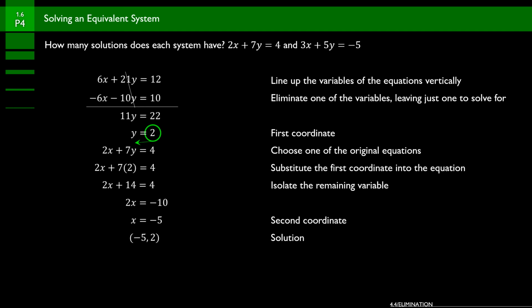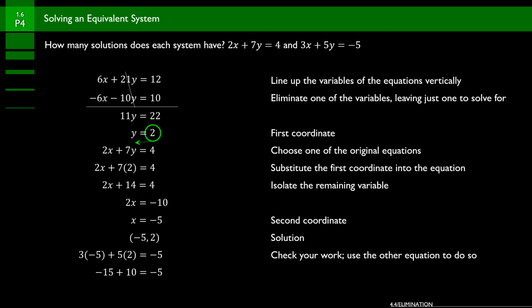I'm going to check my work and make sure that I've done this correctly. I've got 3 times negative 5 plus 5 times 2 equals negative 5. So negative 15 plus 10 equals negative 5, and then negative 5 equals negative 5. So I know that that solution is correct, and I know that I've got one solution to this system.